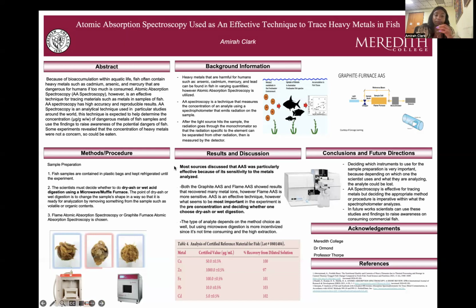So in my results, most of the sources discuss that AAS, or atomic absorption spectroscopy, was particularly effective because of its sensitivity to the metals analyzed. And both graphite AAS and flame AAS showed results that recovered many metal ions. However, like I said, flame AAS is more sensitive.